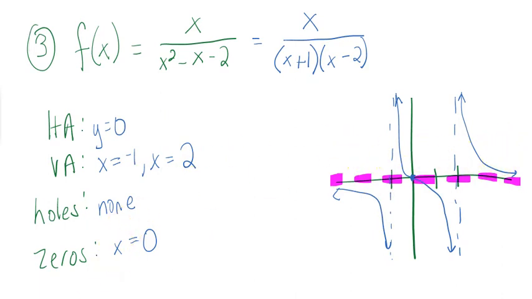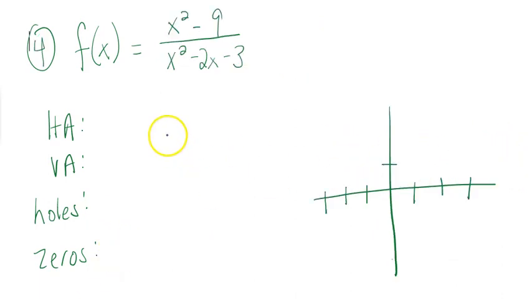Okay, for our last example, we're going to use f of x equals x squared minus 9 over x squared minus 2x minus 3. So again, before I factor, I want to look for my horizontal asymptote because it's easier to find in this form. I have the same power of x on the top and the bottom. Both are x squared as my highest power. So I look at the coefficients, which are understood ones. 1 over 1 is 1. So horizontal asymptote at y equals 1.